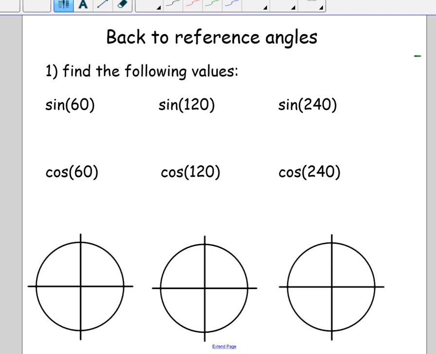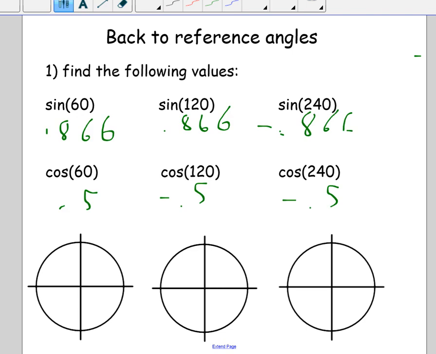Get out your TI-84 and for a moment just plug in these six trig ratios and find the sine and cosine of 60 degrees, 120 degrees, and 240 degrees.